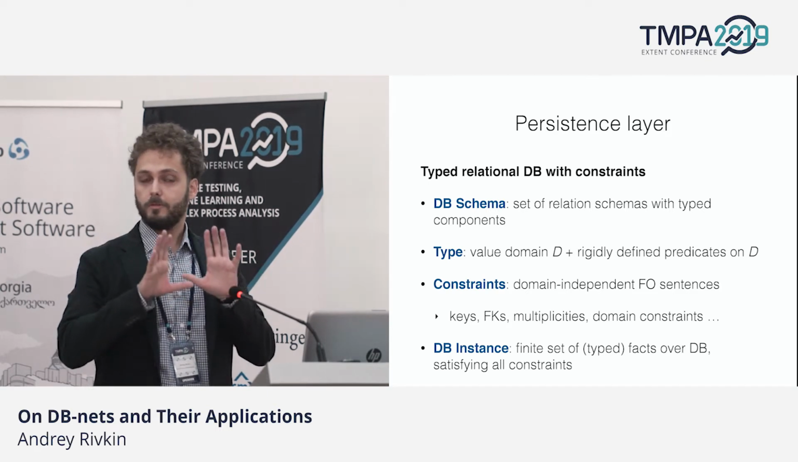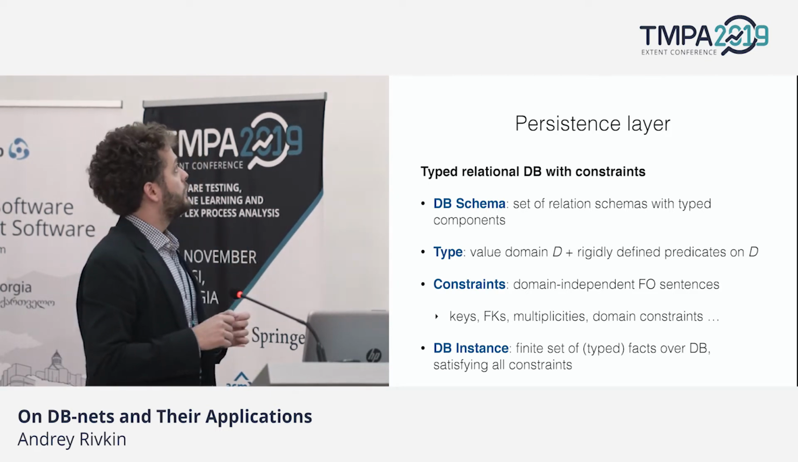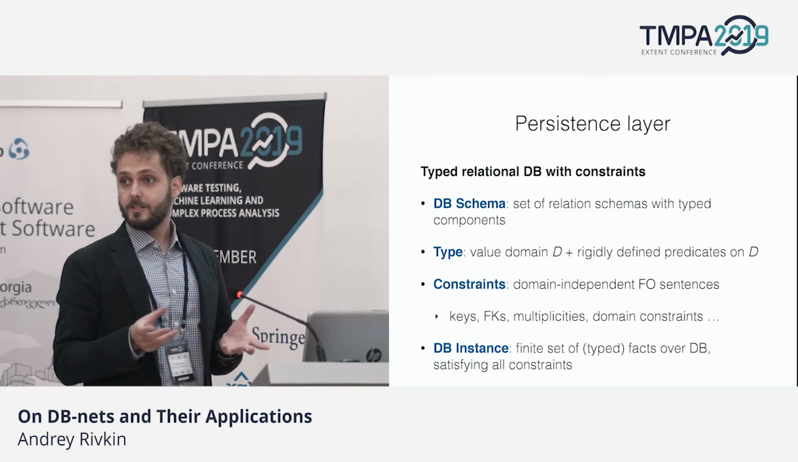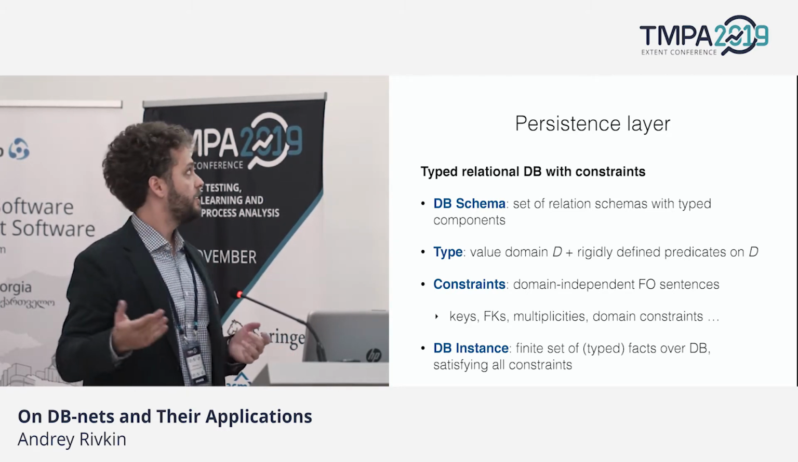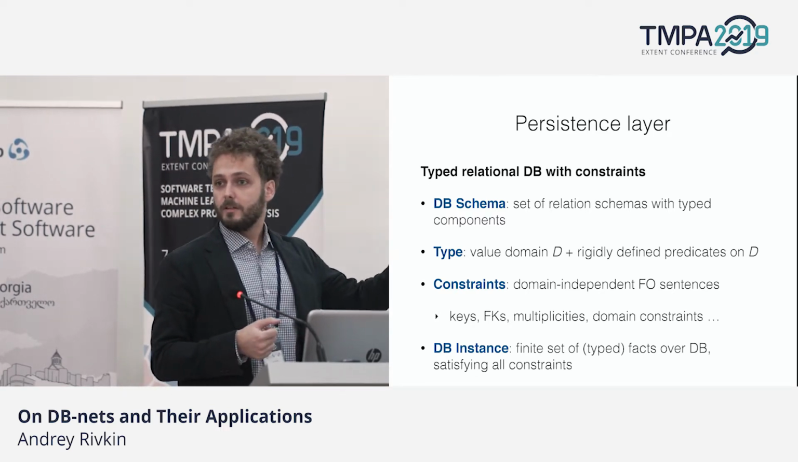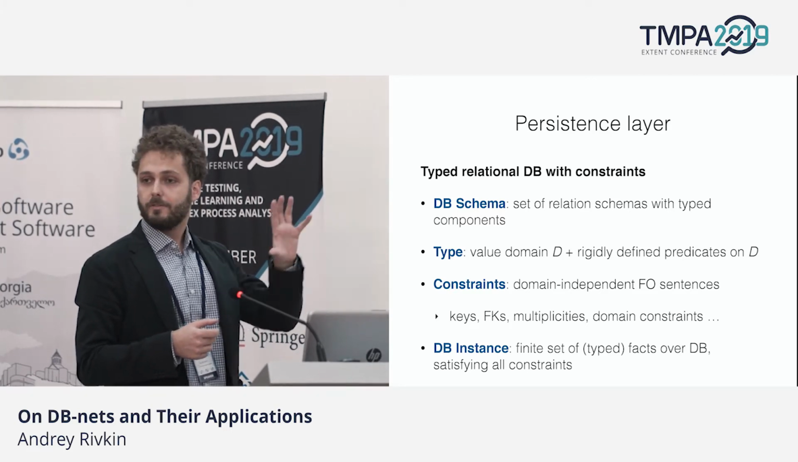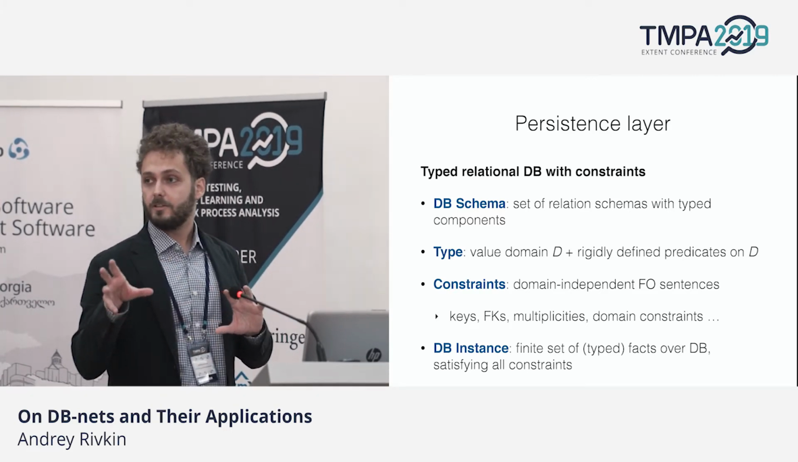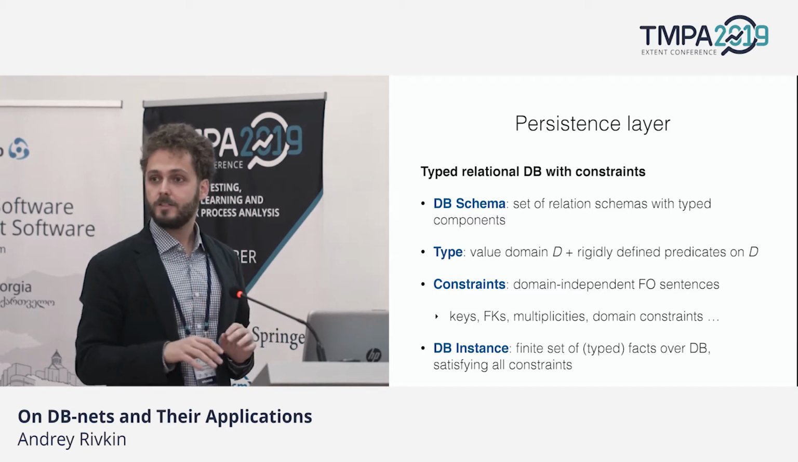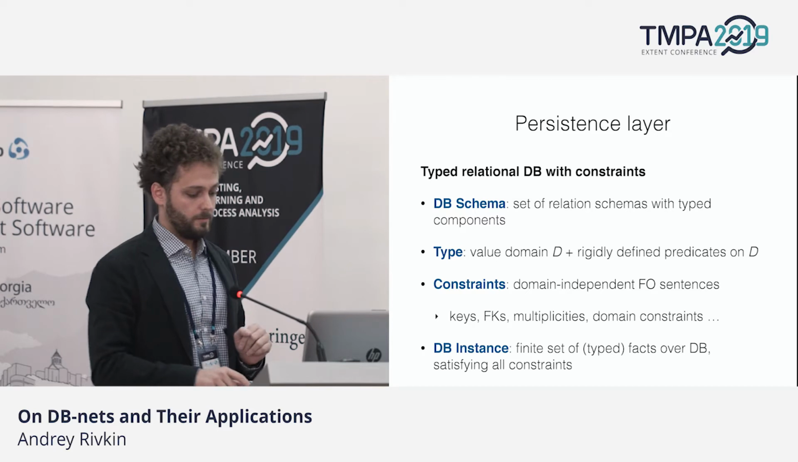So we all know relational databases. We all probably understand what a type means. We all know that databases have constraints like foreign keys, functional dependencies, and whatnot. Types are maybe something we could argue about, but in our case, we just have the value domain and regionally defined predicates on it. So that's the type for us. And everything is formally represented by means of first-order logic, okay?